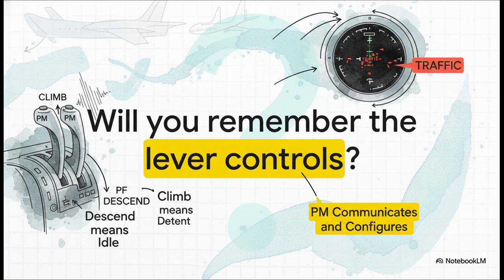So I want to leave you with this final thought. When that alarm blares and your CPA is down to a terrifying 15 seconds, will you remember exactly which levers the pilot monitoring pulls and which ones the pilot flying controls? Will you immediately recall that descend means idle, climb means detent, and that the PM communicates and configures? I highly recommend you review this explainer, study these steps, and keep drilling these procedures until the PM versus PF split is completely second nature to you. Stay safe up there, everyone.